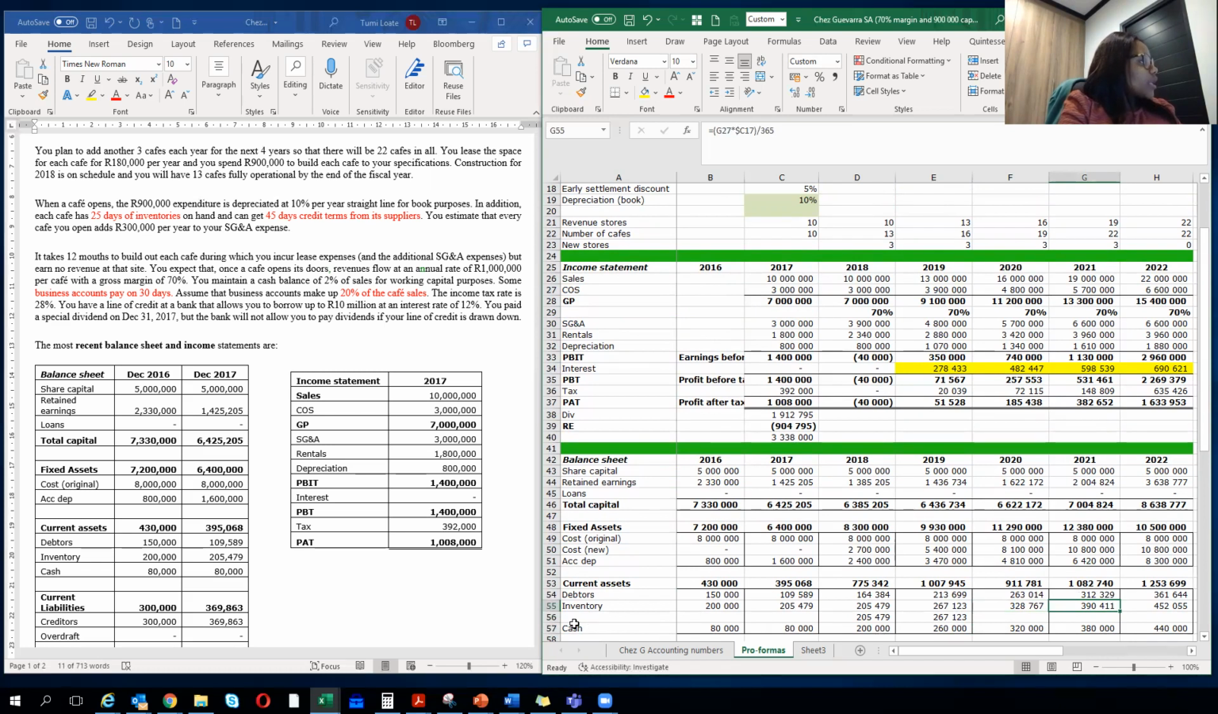But if you are struggling to follow through, just look at the formulas. I will be posting this onto the dashboard so that you can make use of it. Just have a look at that formula and it will show you how the inventory days are calculated.